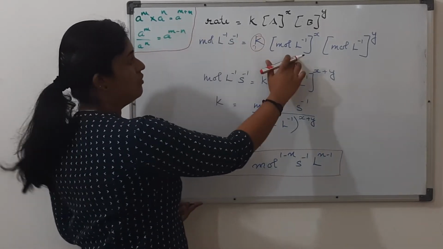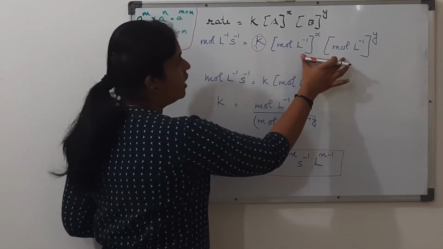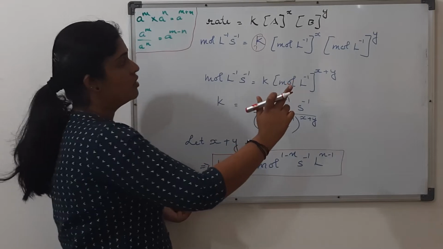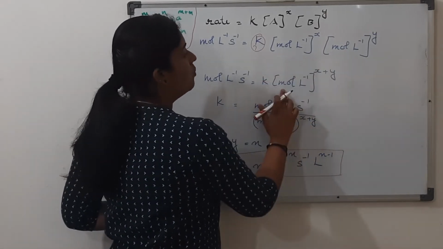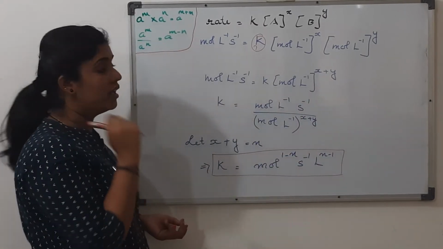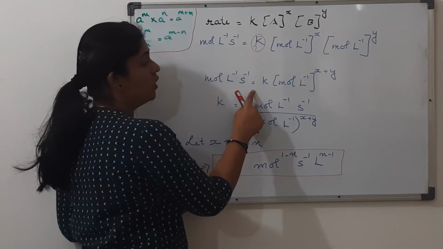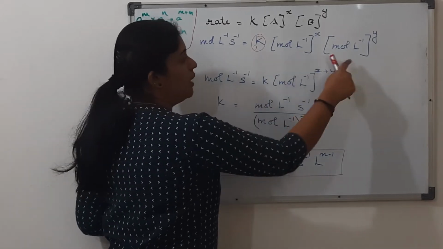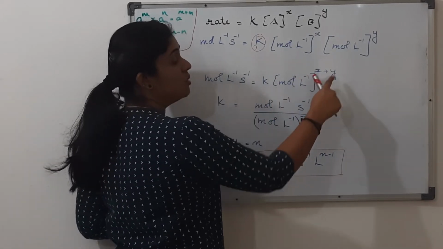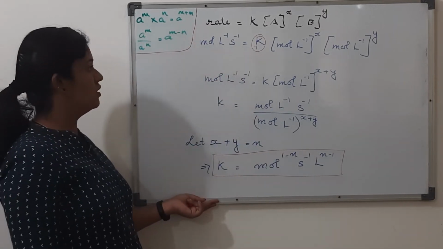Similarly, this is of a similar form here. Mole liter inverse and mole liter inverse are the same terms raised to two different powers. So I can write it commonly as mole liter inverse raised to the sum of the powers x plus y. So mole liter inverse second inverse becomes equal to k into, commonly I write, mole liter inverse raised to the power x plus y, based on this mathematical formula in powers.